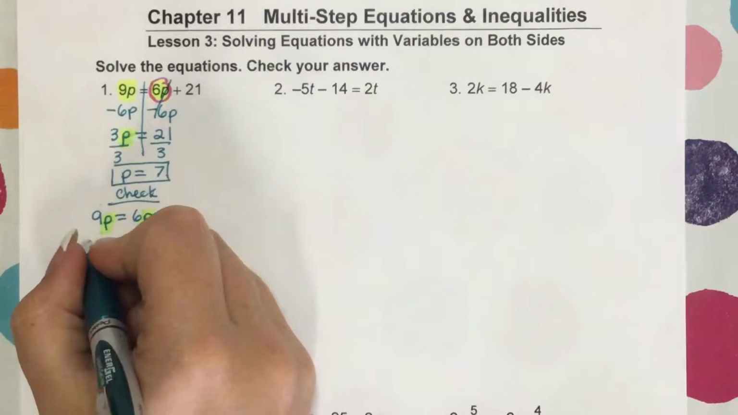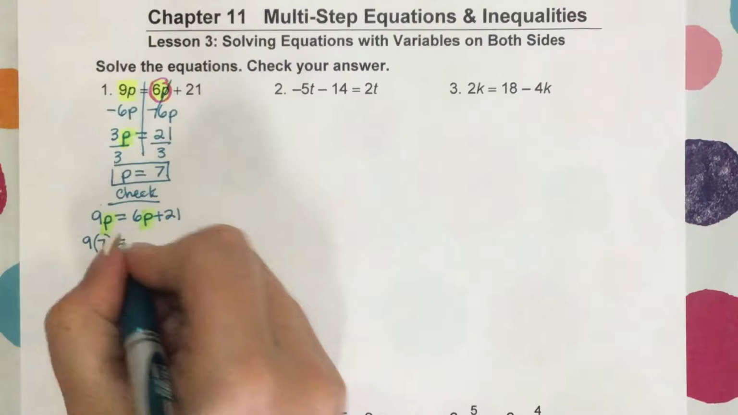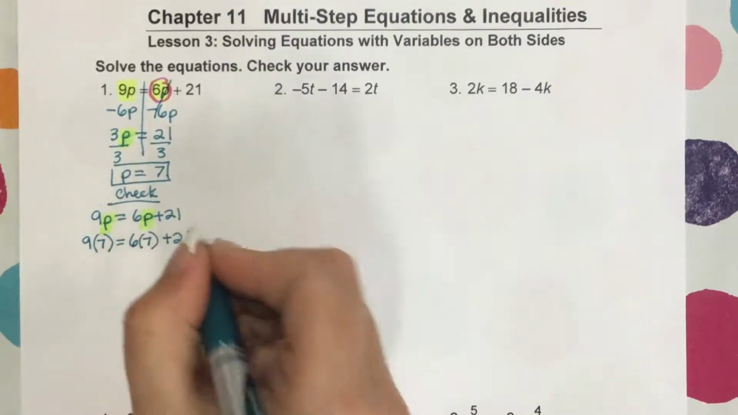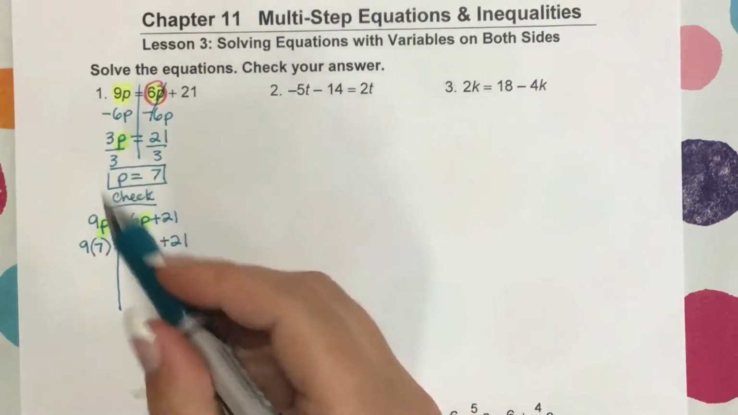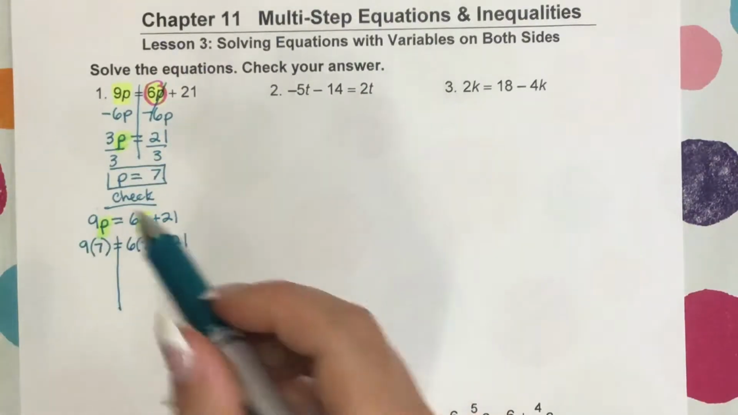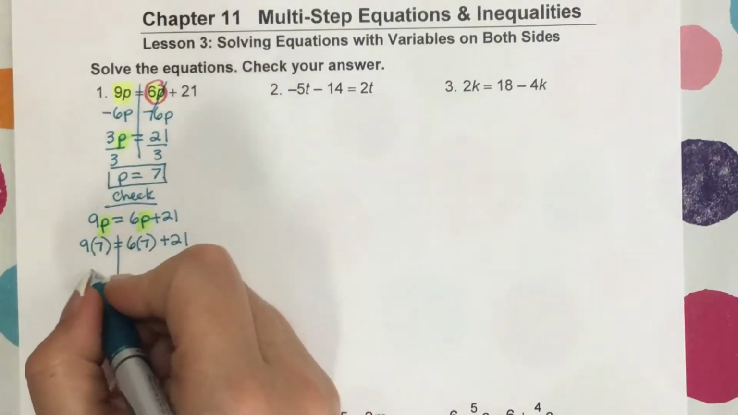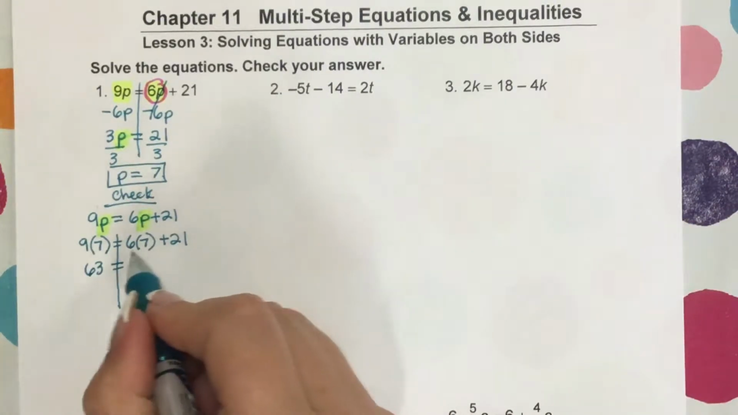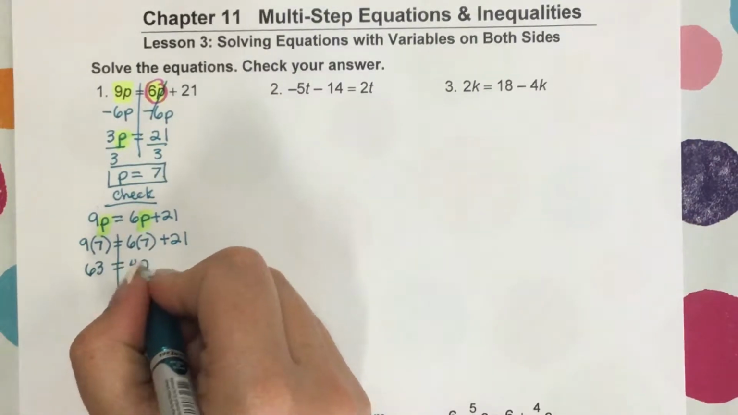9p is the same thing as 9 times p. So when I substitute 7 in there, it's 9 times 7 equals 6p, which is 6 times 7, plus 21. Here, there are two sides of the check. There's this side, and then there's this side over here. I'm going to work each side independently. So 9 times 7 is 63 equals, and then over here I have multiplication and addition. I'm going to follow the order of operations, which states that I need to do the multiplication first. So 6 times 7 is 42.